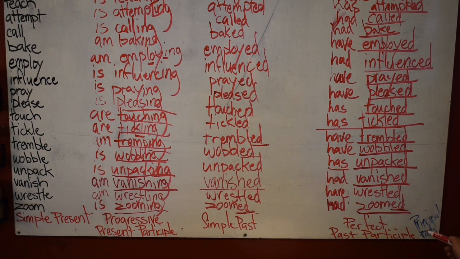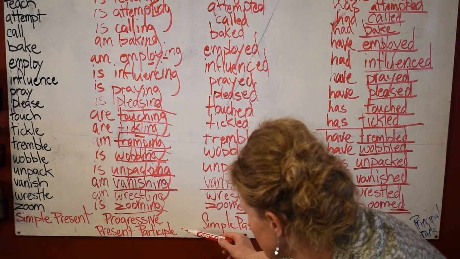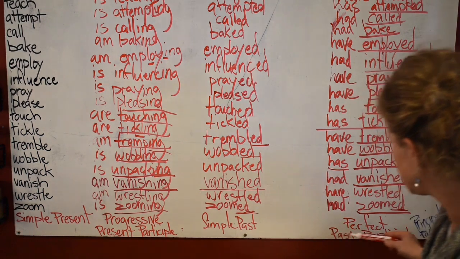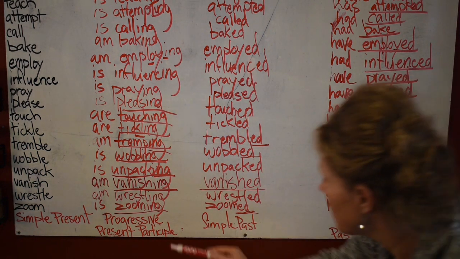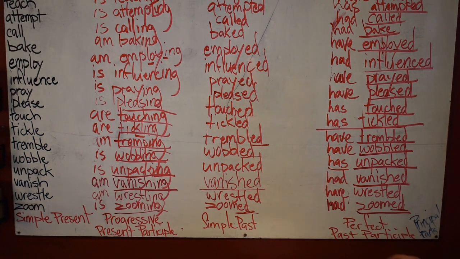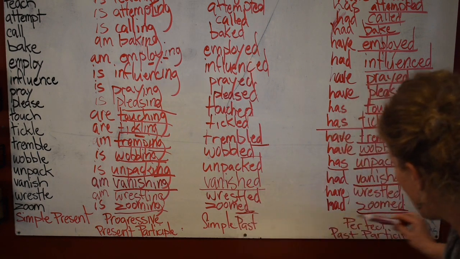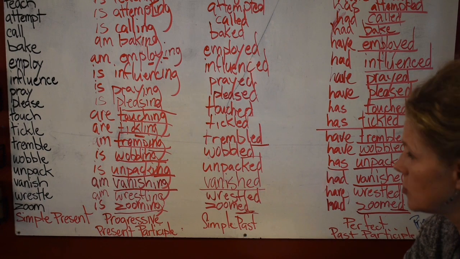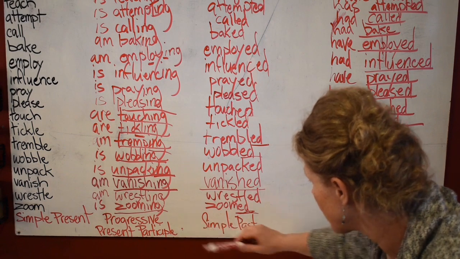If your principal parts are these words, your simple present, your present participle, your simple past, and your past participle, you need to remember that your present participle is progressive. You need to remember that your past participle is the perfect tense. They will not show that in the dictionary when you're looking these up. You need to know how to use them, and you need to know what is correct. You need to have these things memorized.